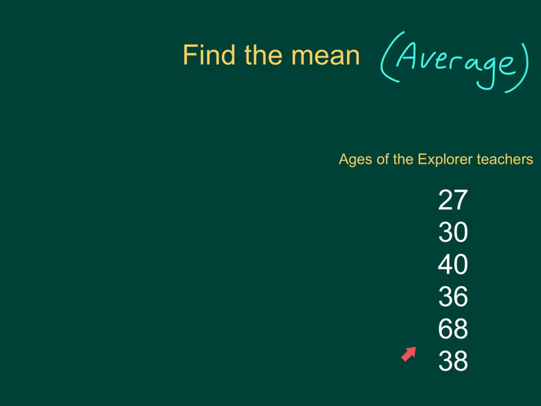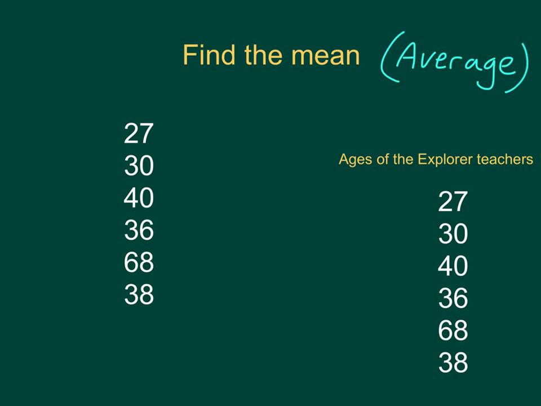So over here you can see that I have a set of data, and the set of data here is the ages of the explored teachers. Now I'm not going to say which one is who, however, I think we all know which one is Mr. Body. Now just to be fair, I don't know this to be 100% accurate, but it's probably not that far off. Now to find the mean, the first thing I have to do is add the set of numbers that I have.